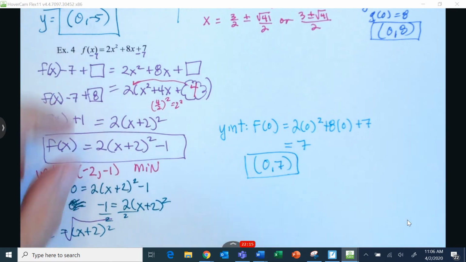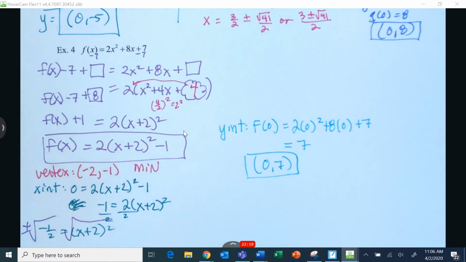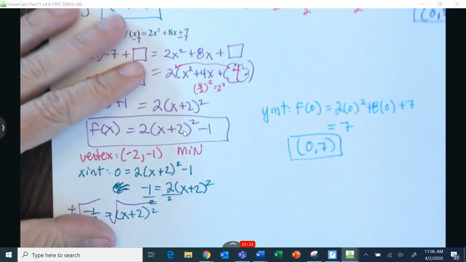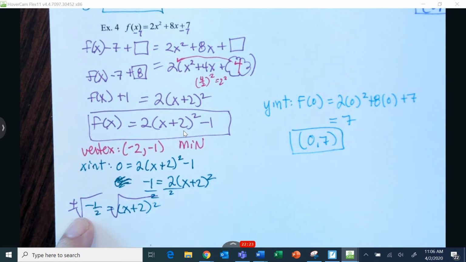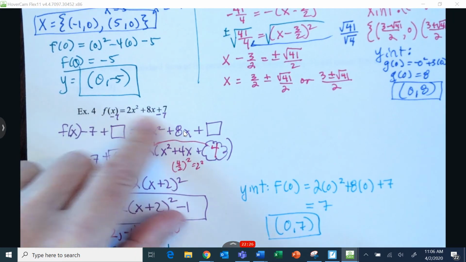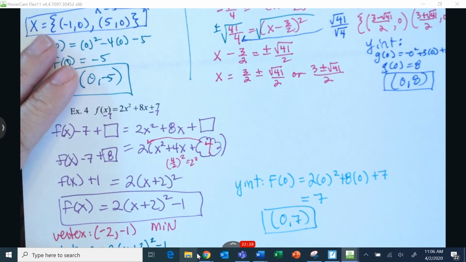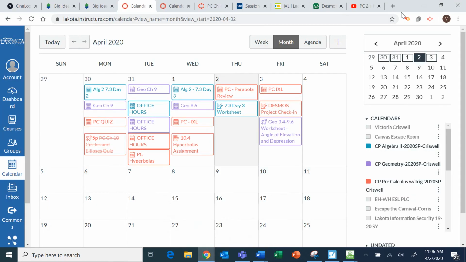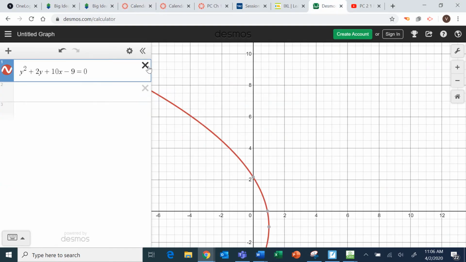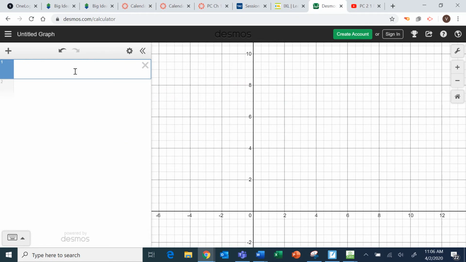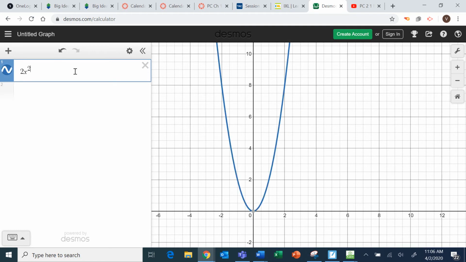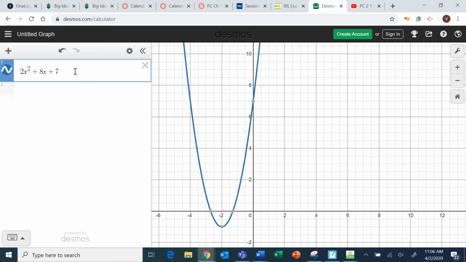Okay, so now what I'm going to do is I'm going to go to Desmos, because this is what I envision you having trouble at home, like getting something and you're like, wait, that can't be right. So I'm going to go to Desmos and I'm going to type in just the original question. Let's see, 2x squared plus 8x plus 7. And this tells me that I've done something wrong.